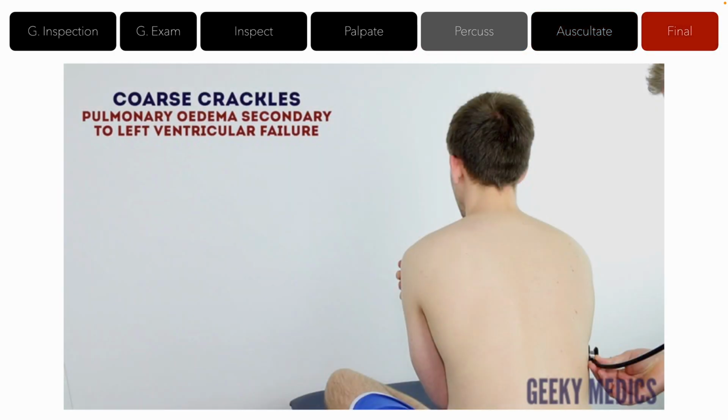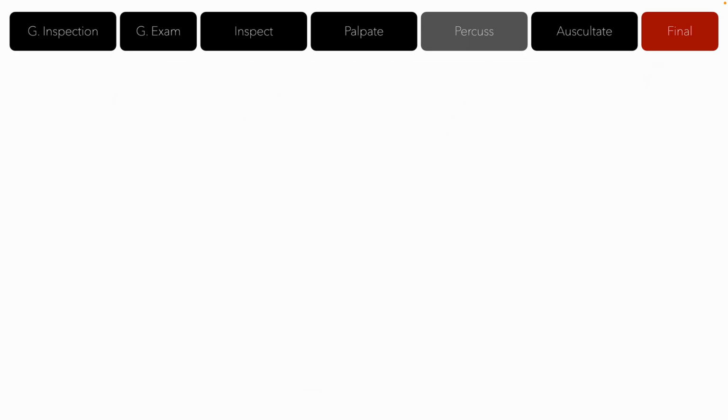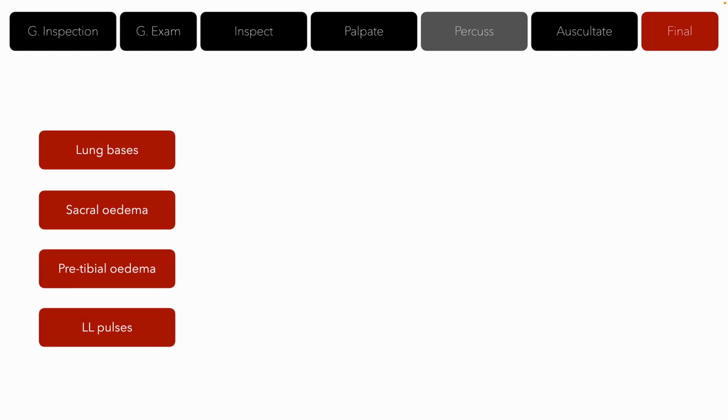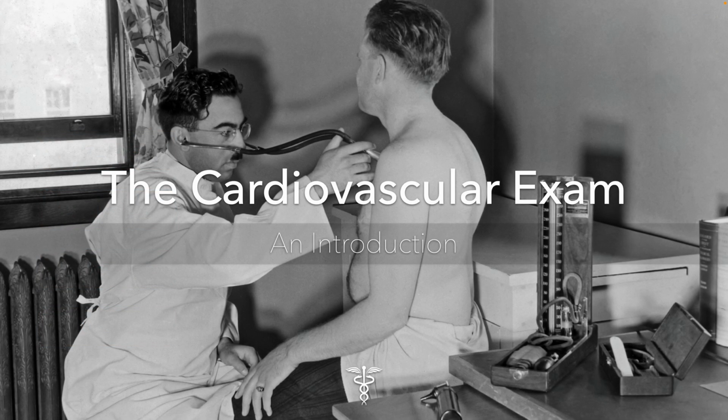So then listen to the back for coarse crackles of pulmonary edema. Classic. And then to complete your exam, as we said, lung bases, you'll tap for sacral edema, you'll tap for pretibial edema, seeing if it's pitting or not, and then you'll check those lower limb pulses. Go distally first of all, so dorsalis pedis between first and second digit, posterior tibial by the medial malleolus, and then move more proximally to the popliteal if you've got any problems. That's the cardiovascular exam in a nutshell.